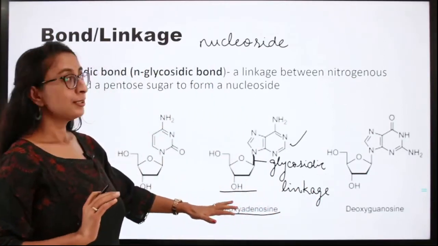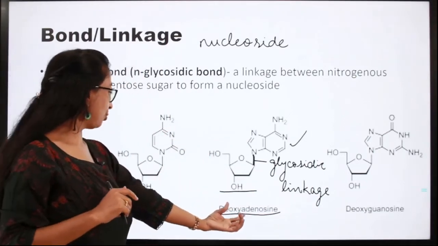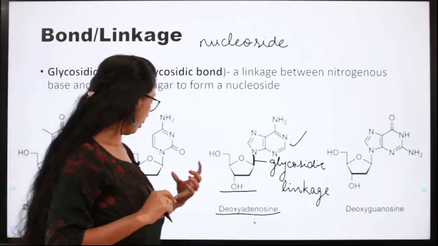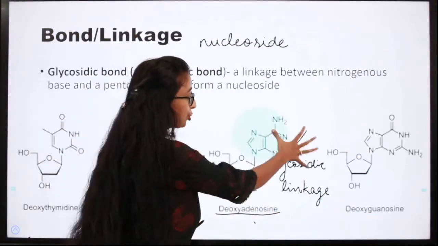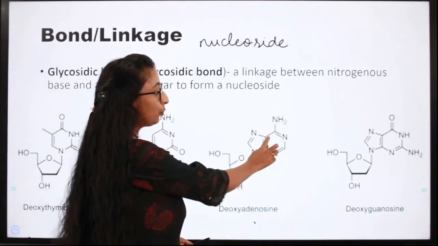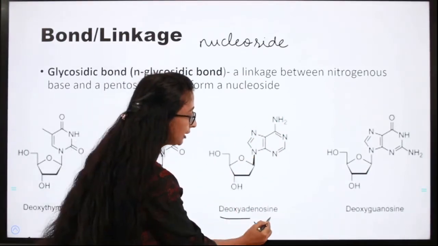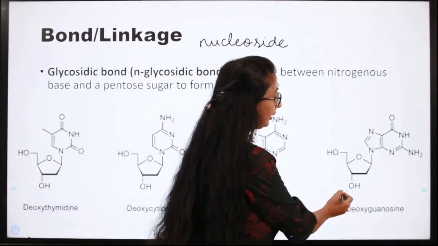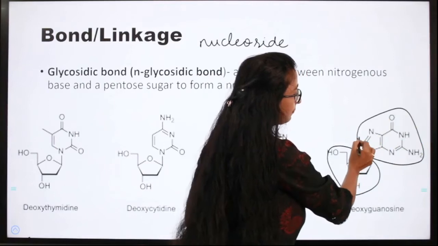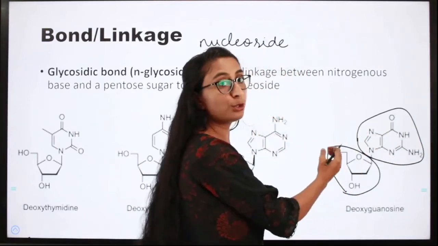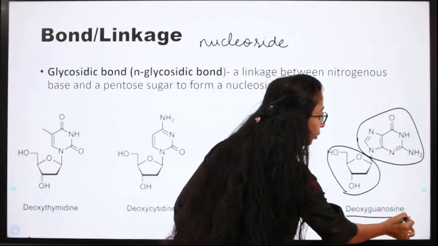Did you understand? So now you must not get confused. Under nucleosides we have 4 types: deoxyadenosine, deoxyguanosine, deoxycytidine and deoxythymidine. So what is deoxyadenosine? Deoxyribose sugar linked with the adenine nitrogenous base by the glycosidic bond gives deoxyadenosine. Similarly, the nitrogenous base guanine linked with the pentose sugar deoxyribose gives rise to another nucleoside called deoxyguanosine.